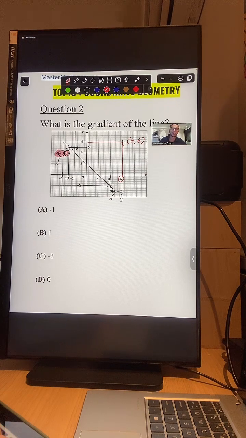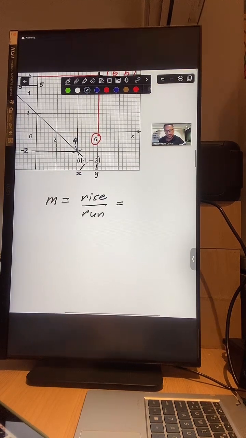For those of you who are not so familiar with the formula for the gradient of a line, let's go through it one more time. The gradient of a line, the formula is rise over run. I know you must be asking, what's rise over run? Rise is a change in the vertical segment, a change in the vertical axis.